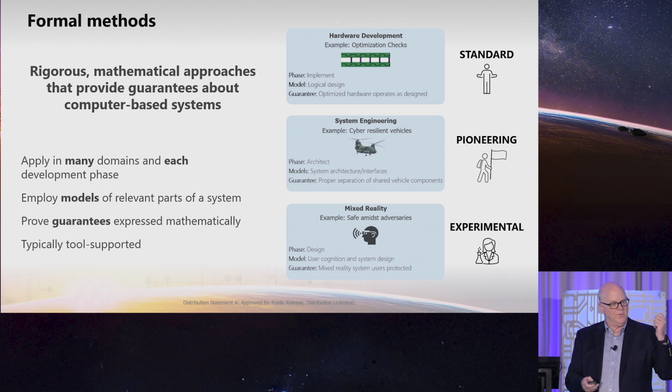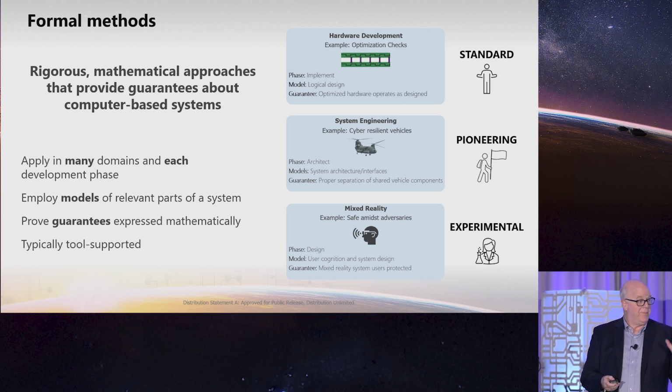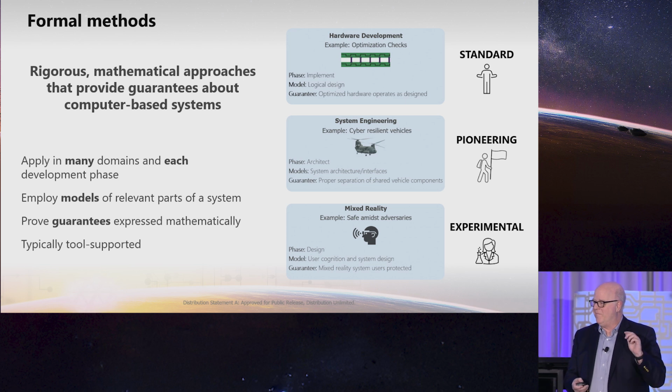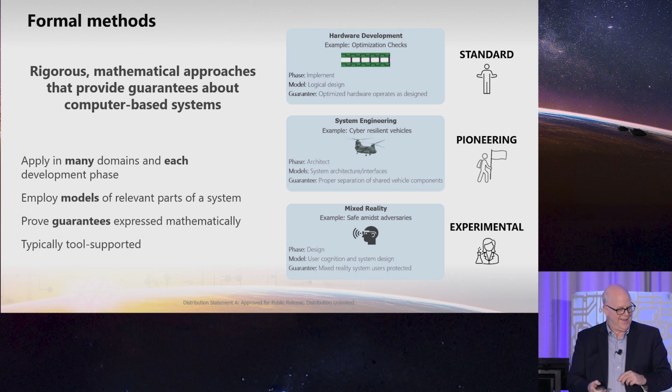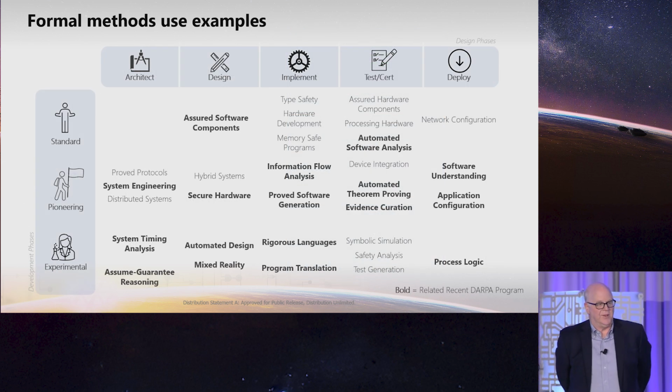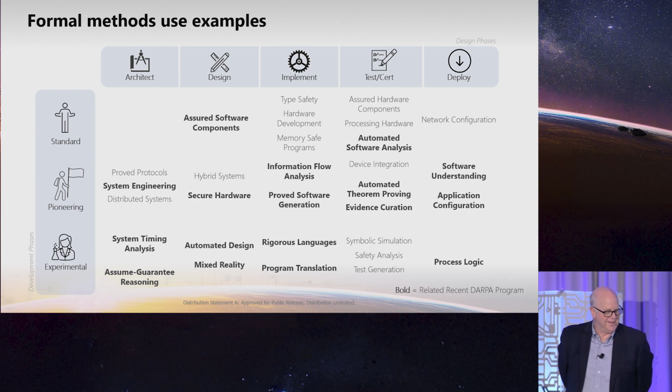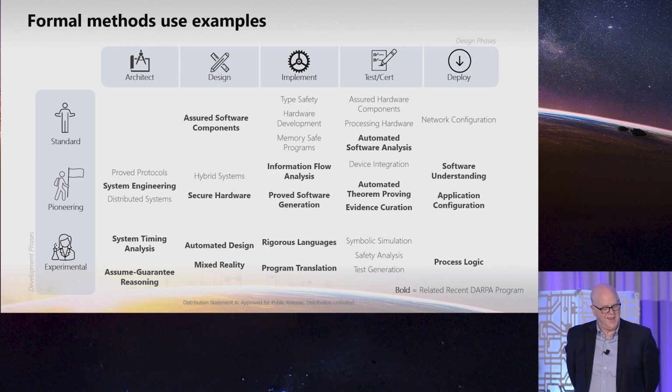And so very different levels: standard, pioneering, experimental. Most of today is focused on the standard and in particular the pioneering efforts. The experimental efforts we'll talk about as we look forward a bit, but in some ways they'll be much harder to adopt. You're more focused on pioneering and standard today. There's a large number of formal methods examples. Here are at least some samples.